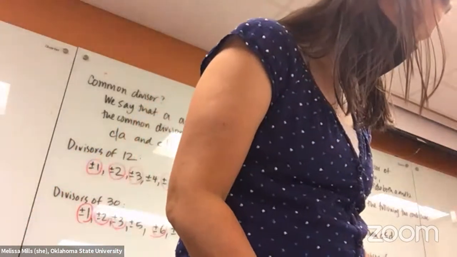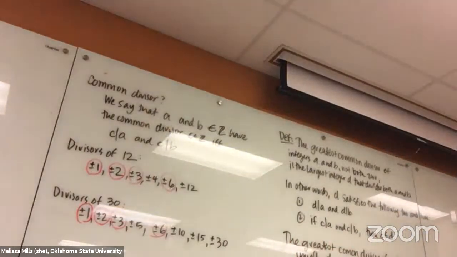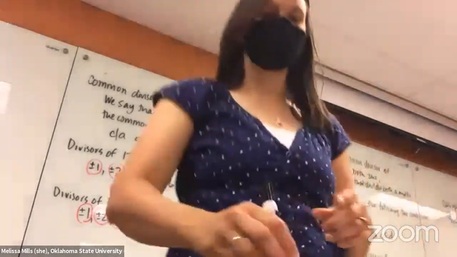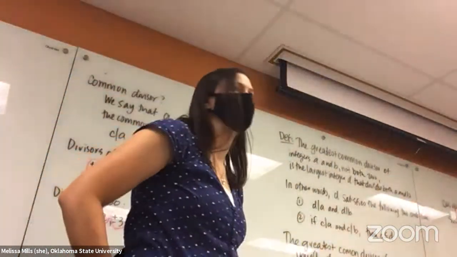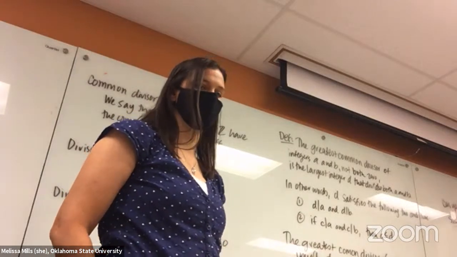Okay. So here's a question. Can you find two numbers A and B, integers, let's say integers, such that the GCD of A and B is 1? So talk to your neighbors and see if you can come up with some numbers that have GCD equal to 1. We'll get a few examples.